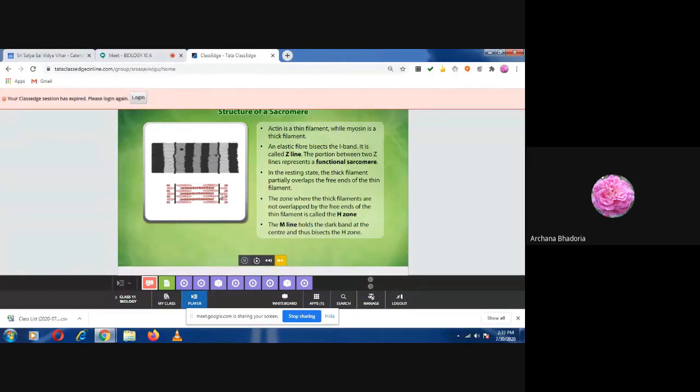Now try to see, children, in this figure. In the center, 1, 2 and 3. This is your myosin. Can you see my cursor? Yes, ma'am. I am pointing at this one in the center, and then the second one and the third one. This is a myosin filament.